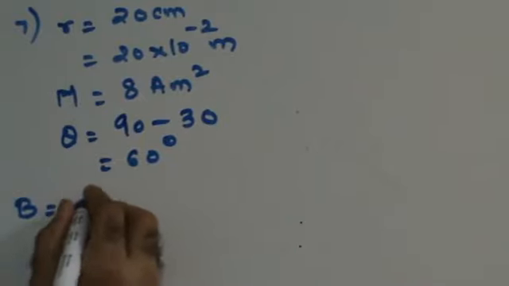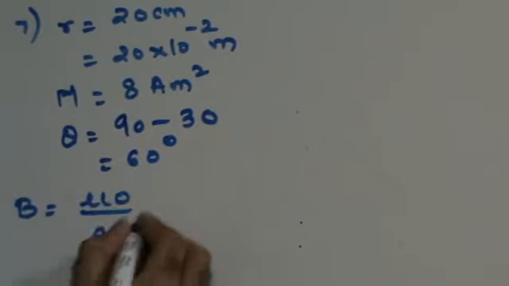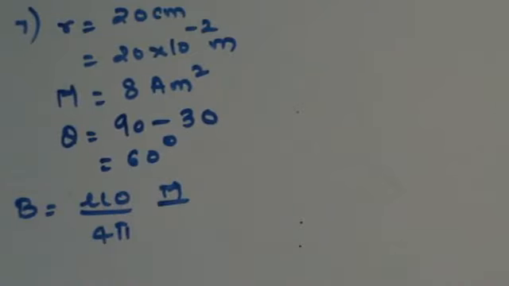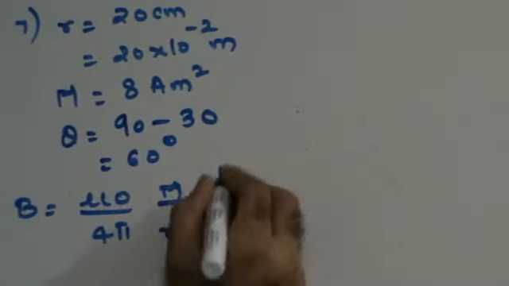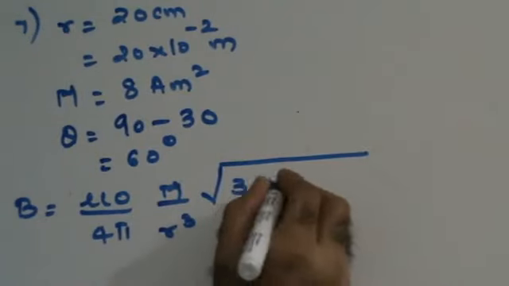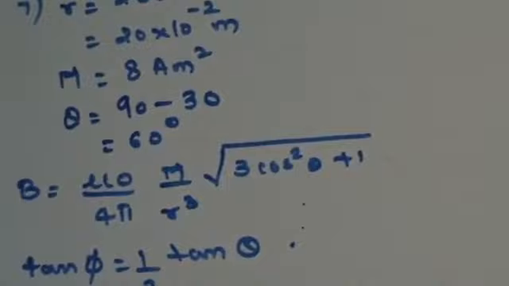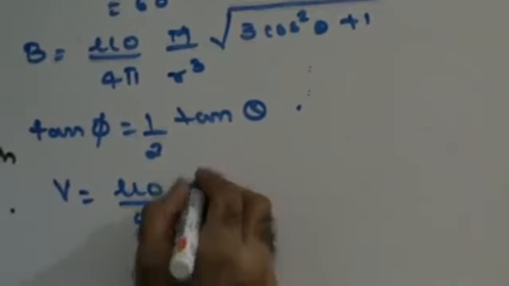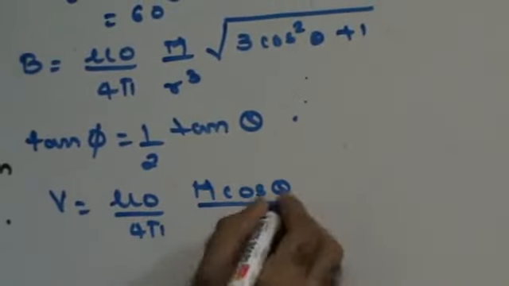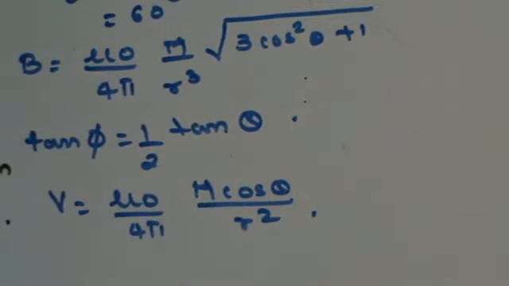B is nothing but mu 0 upon 4 pi, m upon r cube, square root of 3 cos square theta plus 1. Once you have this, I can also find out tan phi is half tan theta. That will give me the direction. And magnetic potential is nothing but mu 0 upon 4 pi, m cos theta upon r square. All the three values can be found out. It is a replica of the previous sum.